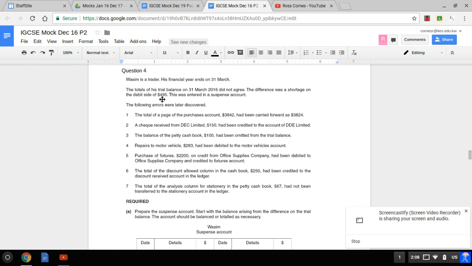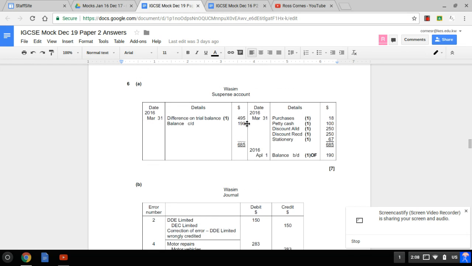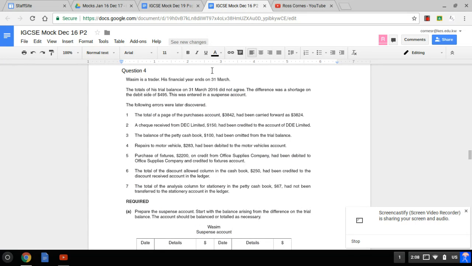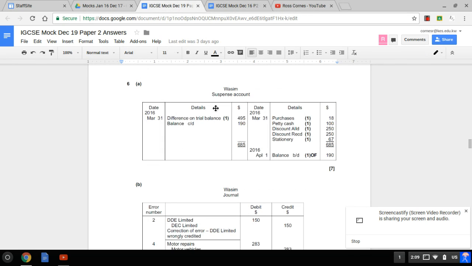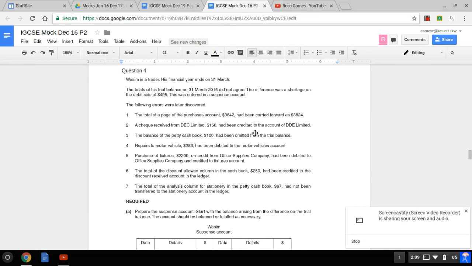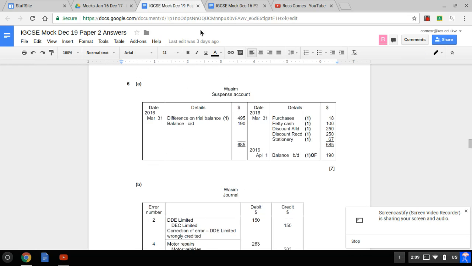The shortage is on the debit side, so therefore the opening balance should be on the debit side. It goes on the short side, the side that's got less on in the suspense account from the trial balance. The total of a page of the purchase account had been carried forward as 3824. So there's a difference in there of 18, and it needs to be bigger. So we would debit purchases, credit suspense account. So it should be on the credit side.